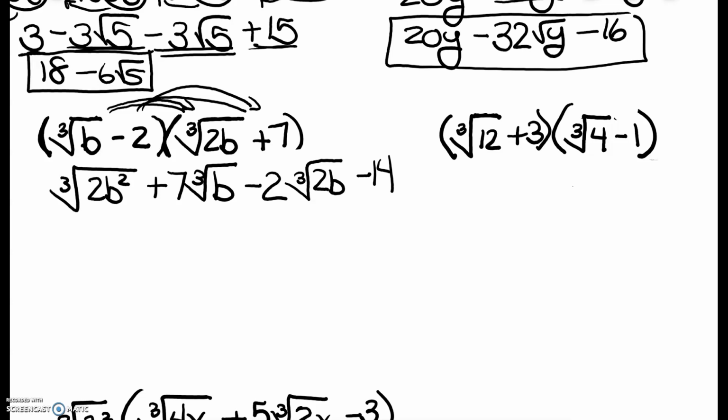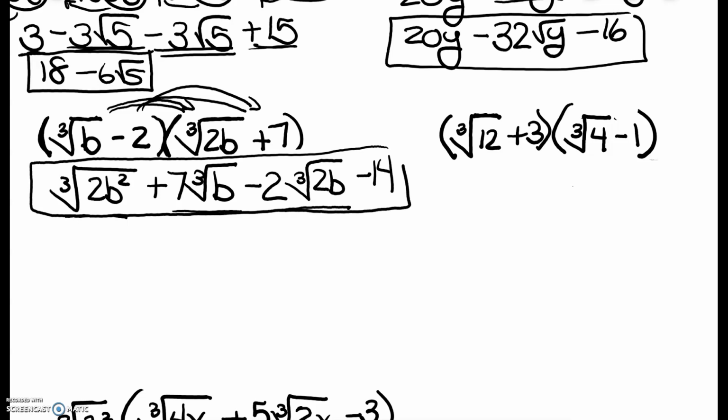So can I reduce? I do not have a group of 3 2's or 3 b's, so that does not reduce. For the second one, I do not have a group of 3 b's underneath, so that doesn't reduce. Again, I do not have a group of 3 2's or 3 b's under this one, so that does not reduce. So I believe this is my final answer because none of my radicals are exactly the same. I cannot combine them.